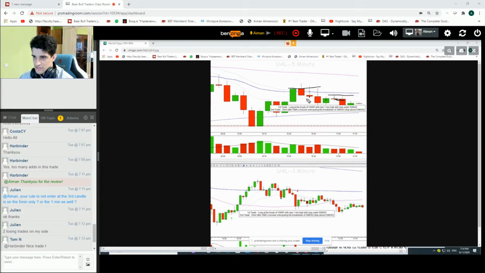But taking it to the short side on the way down and having a tight stop loss because the entry was late, this wouldn't have been the best thing. And you see that you were in the right position. It did actually continue going lower, but at the moment where you entered it, the stop loss wasn't the best.